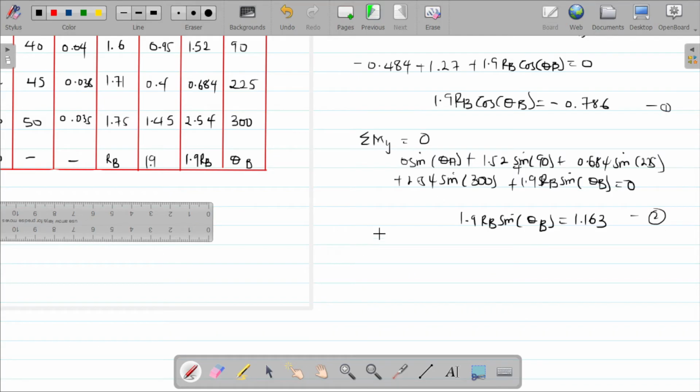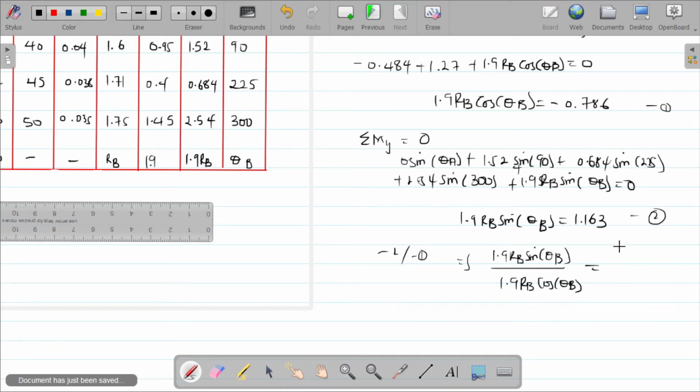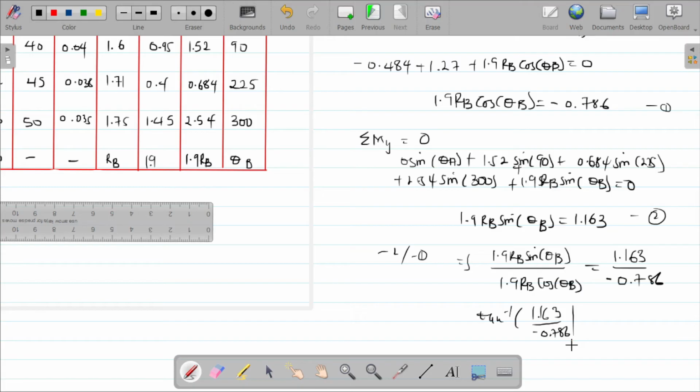To find the angle, we can say equation 2 over equation 1, which implies 1.9 RB sine theta B all over 1.9 RB cos theta B is equal to 1.163 all over negative 0.786. So you have tan inverse of 1.163 over negative 0.786.